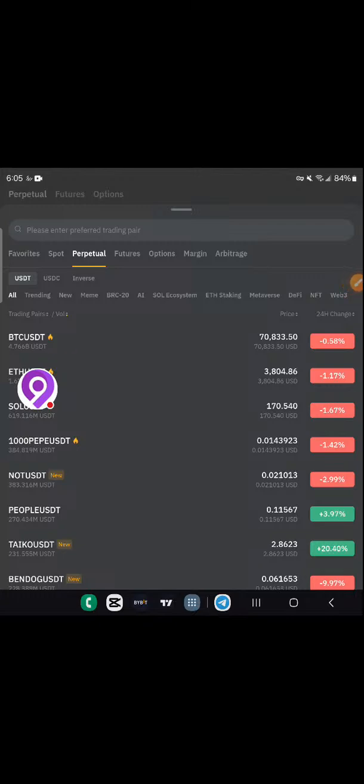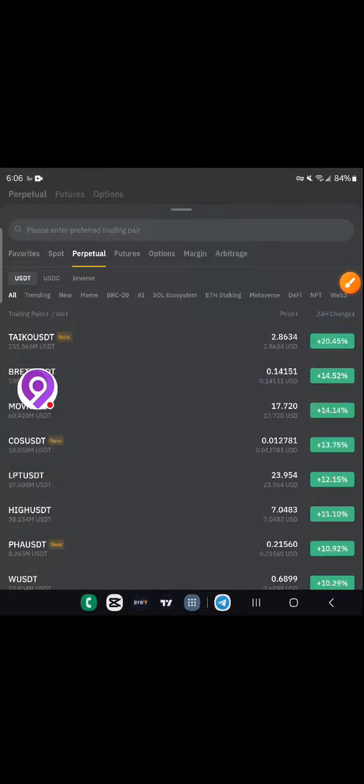Now, what we're trying to do is filter top gainers and top losers, right? So click on 24 hours change, which is this. Click here. When you click, it displays top gainers for the day within 24 hours. When you click the same button again, it displays top losers.